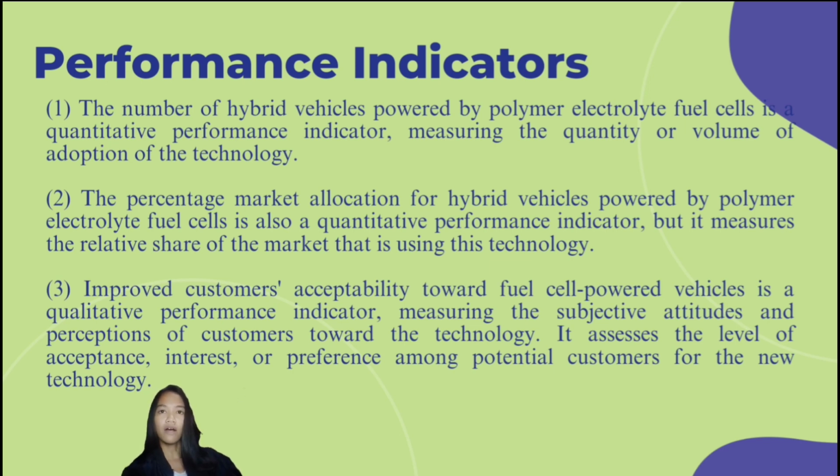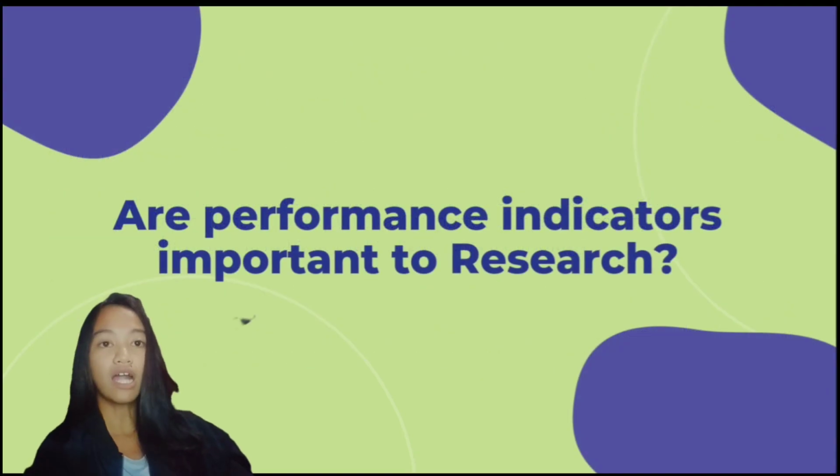So, what are performance indicators? Performance indicators are measures used to evaluate the quality and impact of research activities. So, are performance indicators important to research? Performance indicators are important in research because they help to assess the quality, productivity, and impact of research activities.